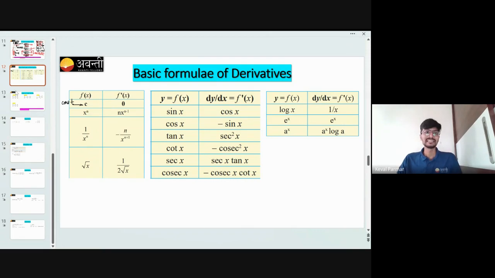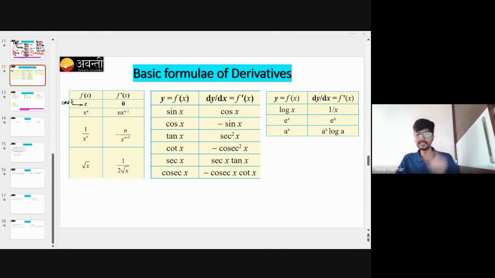Now, x raised to n. The derivative of x raised to n is n x raised to n minus 1. Next, the derivative of 1 upon x raised to n is minus n upon x raised to n plus 1. And lastly, the derivative of root x is 1 upon 2 root x. I hope you are all familiar with these formulae. If you have any doubt or don't know a formula, just tell me so we can go through it again.